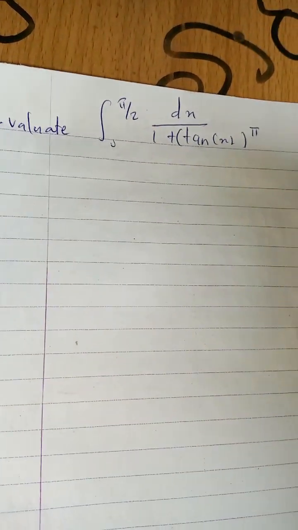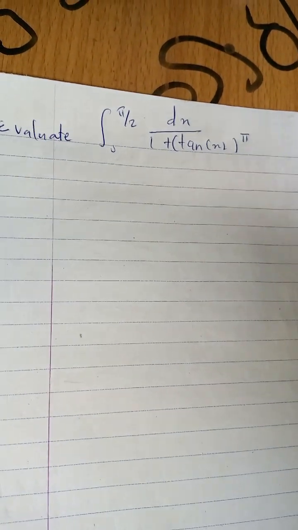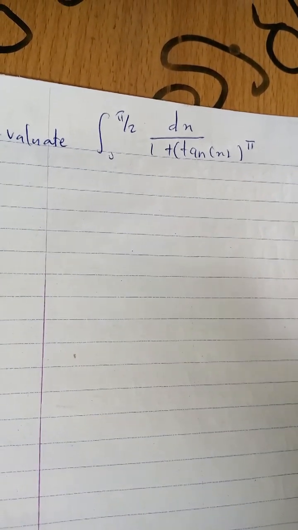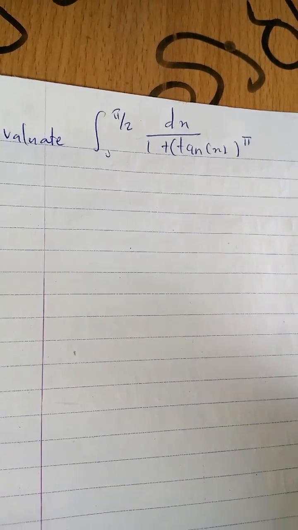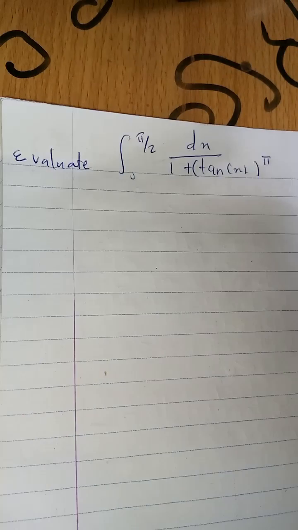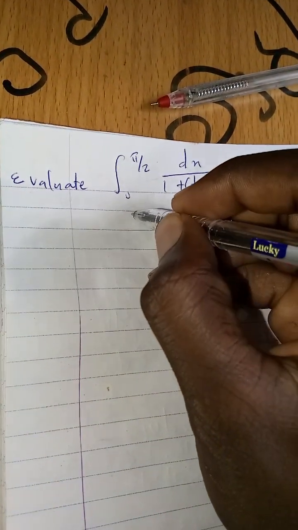Now, looking at this integral, it looks tough, but it's very simple. We are to use the King's property in order to evaluate this given integral. Now I will recall the King's property.